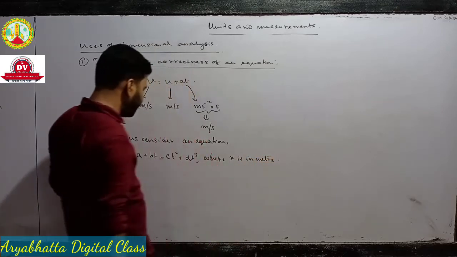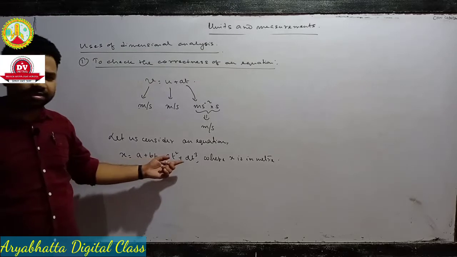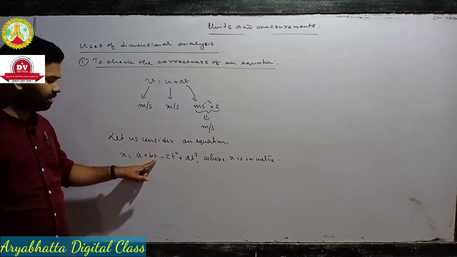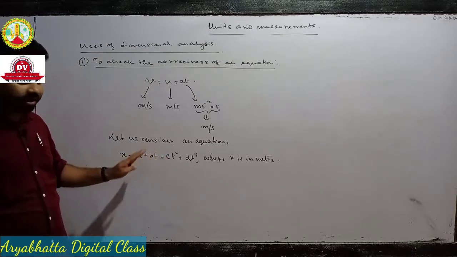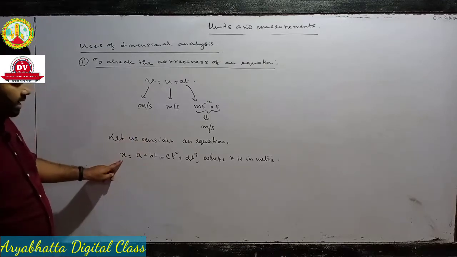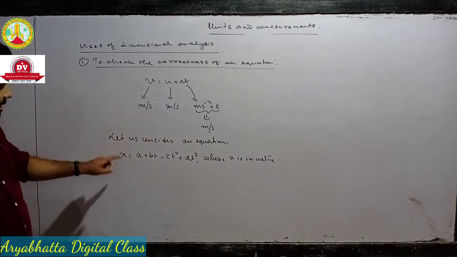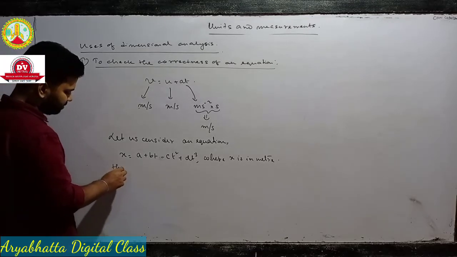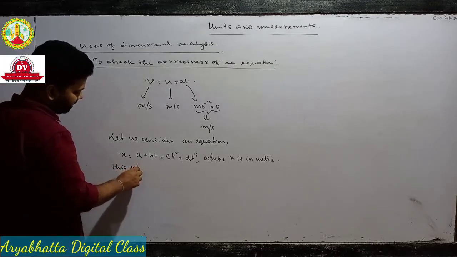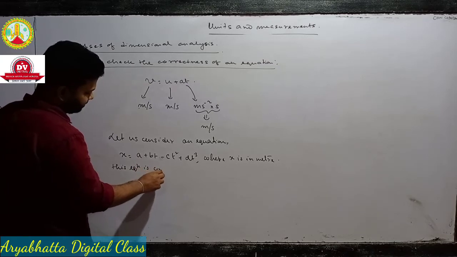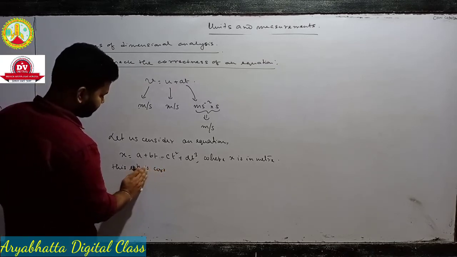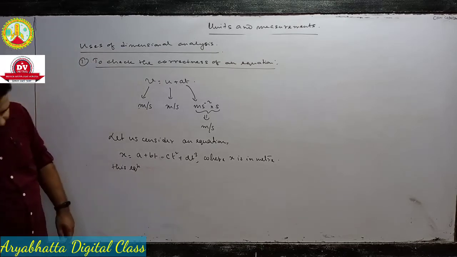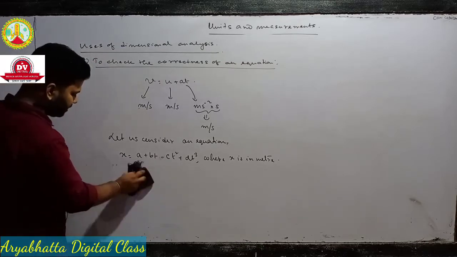ये t मतलब टाइम नहीं है, हाँ, और a b c d भी कोई कांस्टेंट नहीं है. दिस इज ए नॉर्मल इक्वेशन बट x इज रिप्रेजेंटिंग मीटर. ये इक्वेशन करेक्ट होगा कब? So when this equation will be correct?